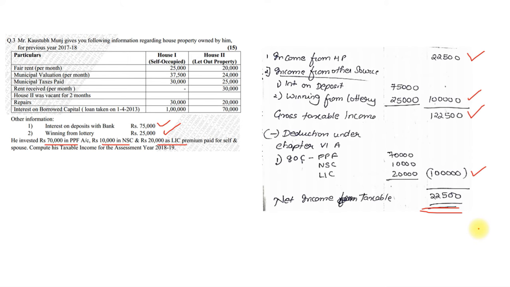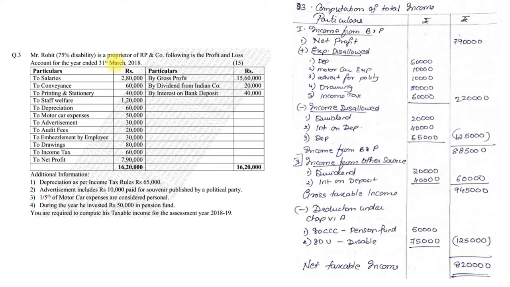Okay, next question. It was based on business and profession, other source and deduction. Rohit is a disabled person and net profit is given as 7 lakh 90. So we start with income from business and profession, 7 lakh 90. Salary is a business expense, cannot come. Conveyance cannot come. Business printing is a normal business expense, cannot come. Staff welfare normal. Depreciation will come.